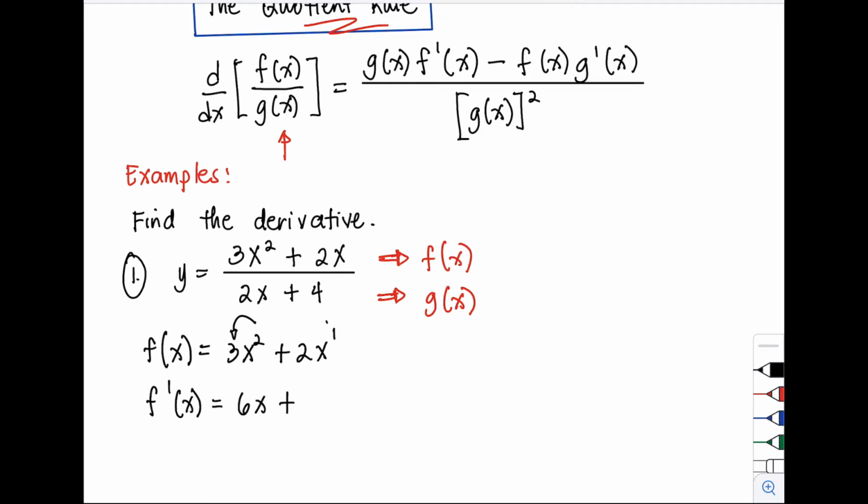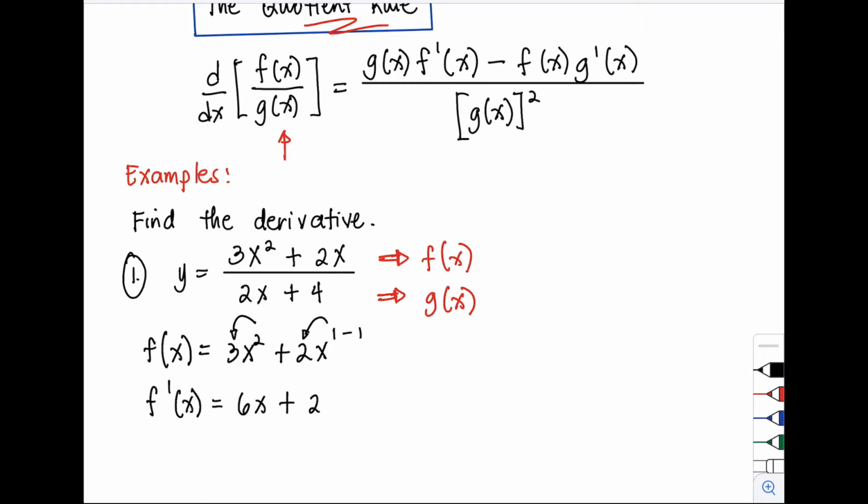Tama? So, multiply natin yan guys dito. So, 2 times 1, that's positive 2. Then, magma-minus 1 tayo sa ating exponent. So, magiging x raised to 0 yan. Or equivalent niya is 1 na. So, wala na tayong variable. Okay, so ito na ngayon guys yung ating f prime of x.